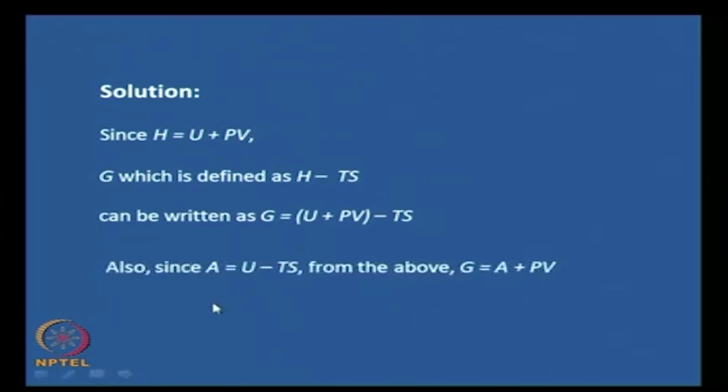Also, since A, the Helmholtz free energy, is defined as U minus Ts, and we know that U plus PV minus Ts is G, we can combine these, U minus Ts as A, and write G as A plus PV. These are the two relationships that we were looking for in that particular exercise.